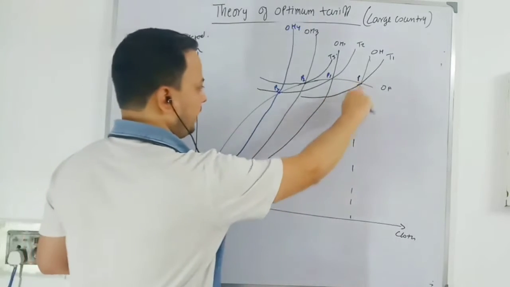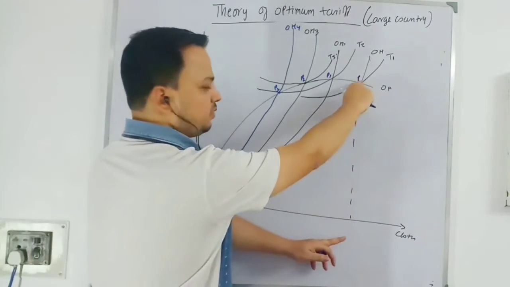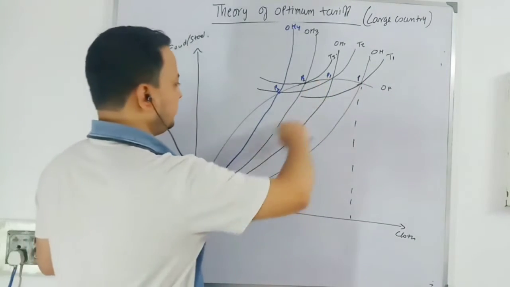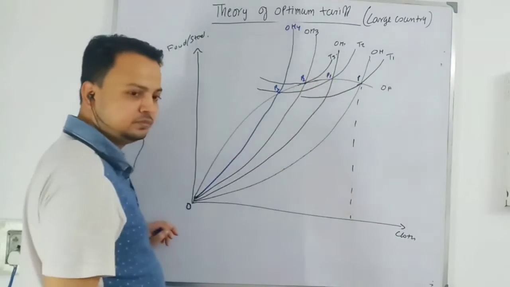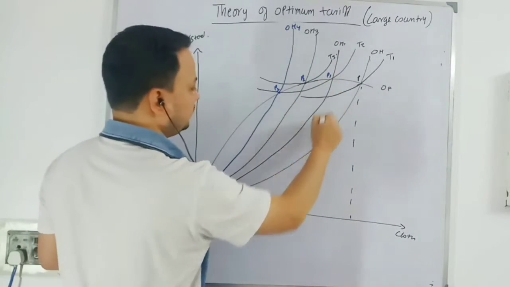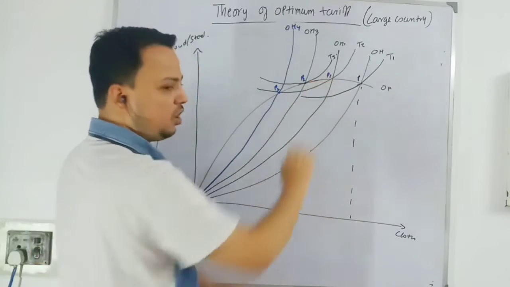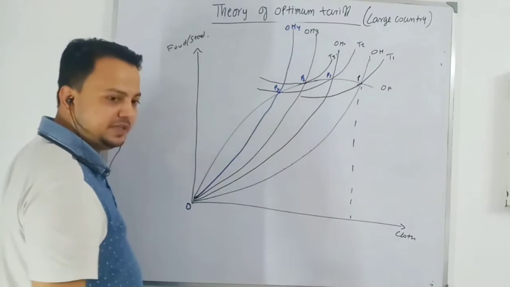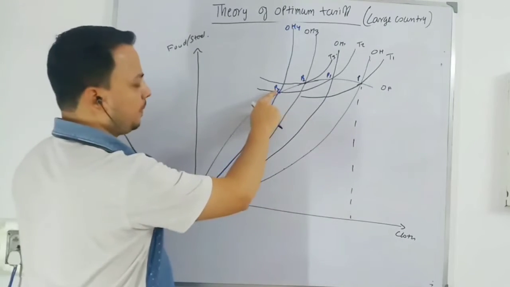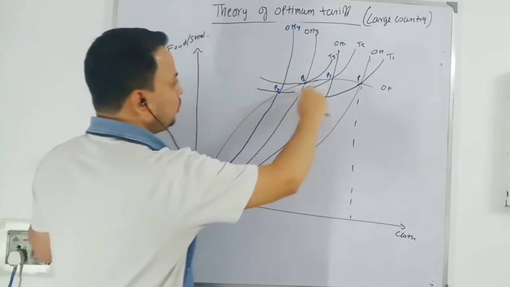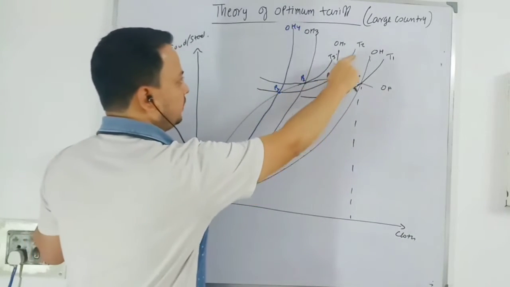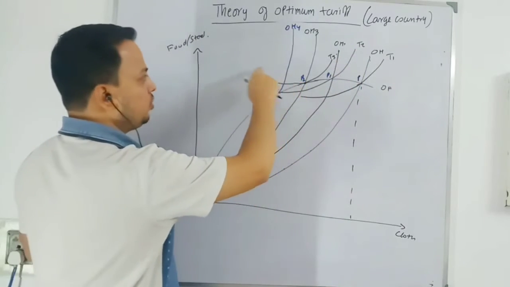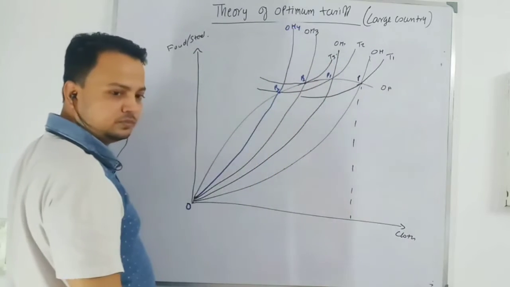If you draw a line, you are exporting this much, importing this much. OP1 represents another volume of trade based on your terms of trade OP1. So you will draw a line from here, and you will know how much you are exporting and how much you are importing. Now look at the volume of trade P3. At P3, what happened? You move to a lower indifference curve. Look at this one, P2. But at P2, you are on a higher indifference curve.